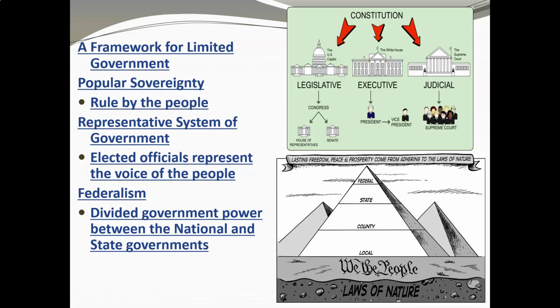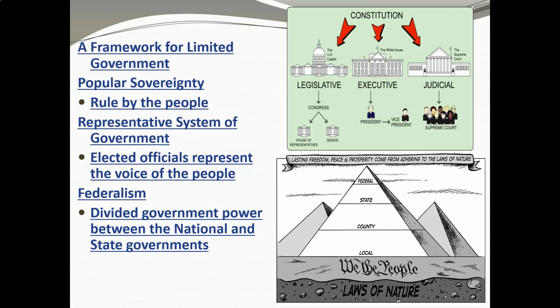Popular sovereignty was kind of the way we chose to go, which means rule by the people. The people vote on things, and then the representatives do what the people want. The representative system of government that we formed meant that we had elected officials who represent the voice of the people, and that created what we know as federalism. And federalism is just divided government power between the national and state government.